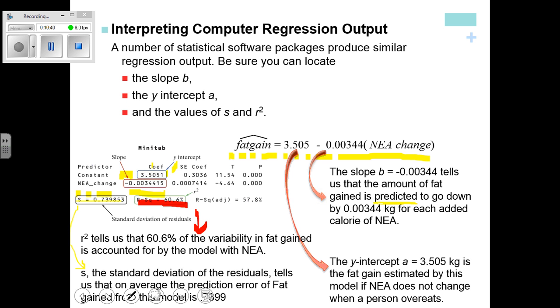The y-intercept of 3.505 kilograms is the fat gained, so that's your y value, estimated by this model if NEA does not change. So the y-intercept is interpreted when X is 0, NEA is 0, then your y-intercept is 3.5. Your fat gain is 3.5. Now remember, this often won't be valid for the type of data you have, but here it does make sense, because if you're eating a lot of food and the NEA doesn't change, you still could be gaining weight, of course.